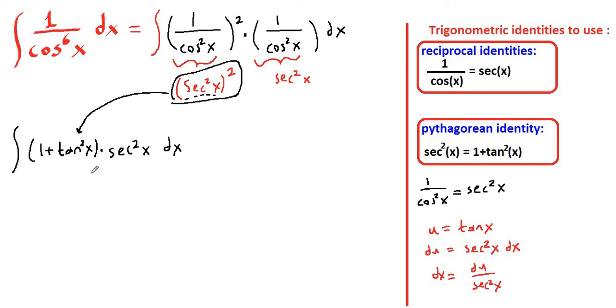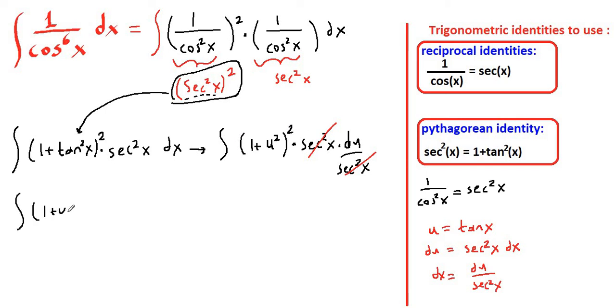Now let's place everything in terms of u. So we have 1 plus u squared. We have square here as well, times secant squared of x, and instead of dx we have du over secant squared of x. They cancel each other, so we obtain 1 plus u squared, the quantity squared du.